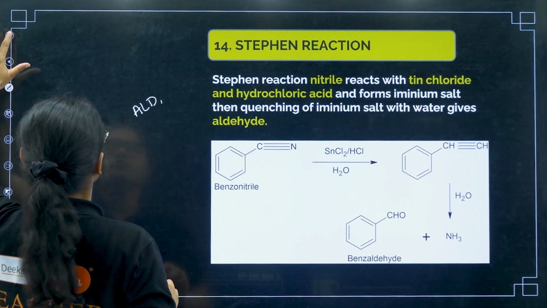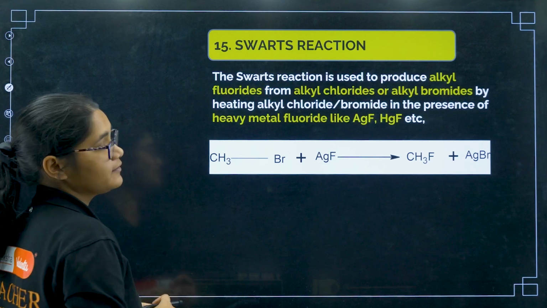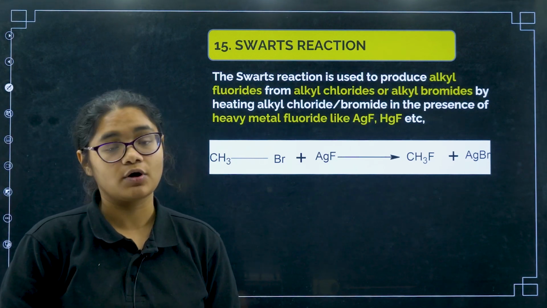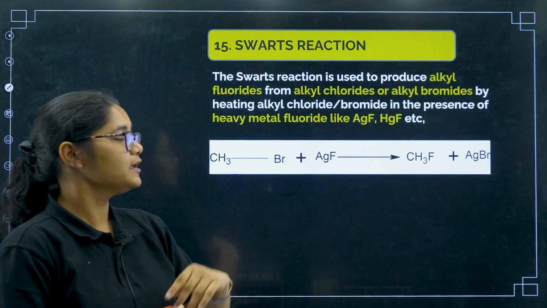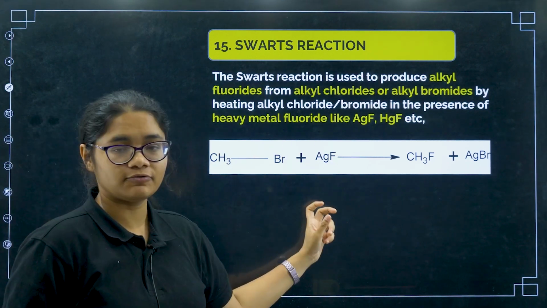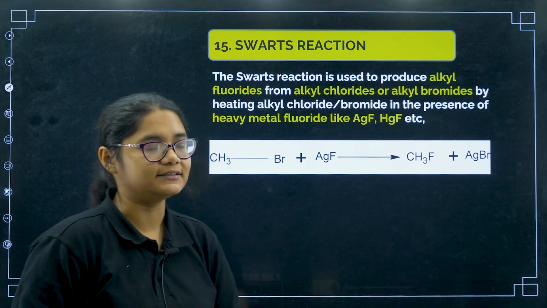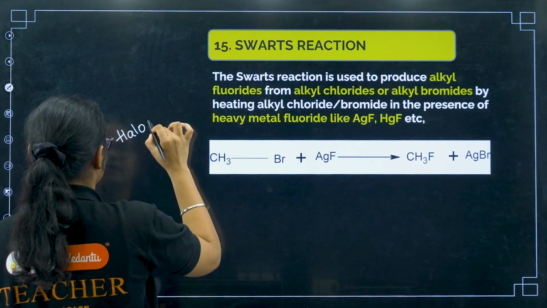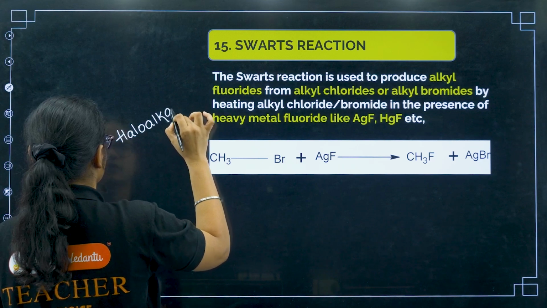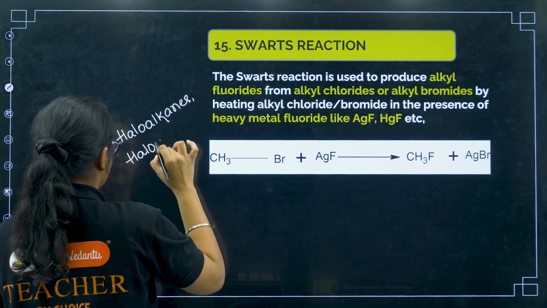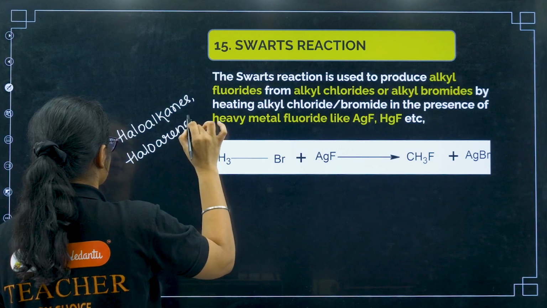Next we will move to the 15th reaction, that is your Swarts reaction. Swarts reaction is used for the preparation of fluoroalkanes, using haloalkanes with any metallic fluorides, you will get fluoroalkanes. Now this reaction is from the chapter haloalkanes and haloarenes.